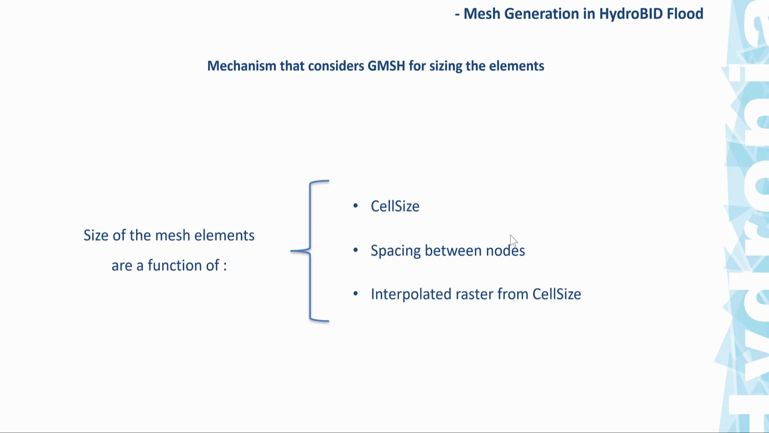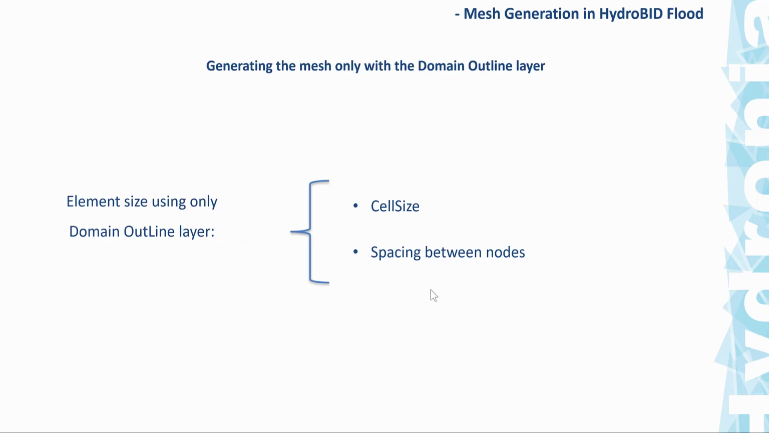Now the size of the cells, as we have seen, depends on a number of factors. The cell size for each of the objects in the layers, the spacing between nodes, as I mentioned previously, and also something that occurs in the background and is not very clear because you don't see it directly, which is the interpolated raster from the cell size. Based on this information, the plugin will create a raster, but in this case it's not a raster of elevations, it's a raster of cell sizes that the GMSH program uses to create the mesh and size the cells.